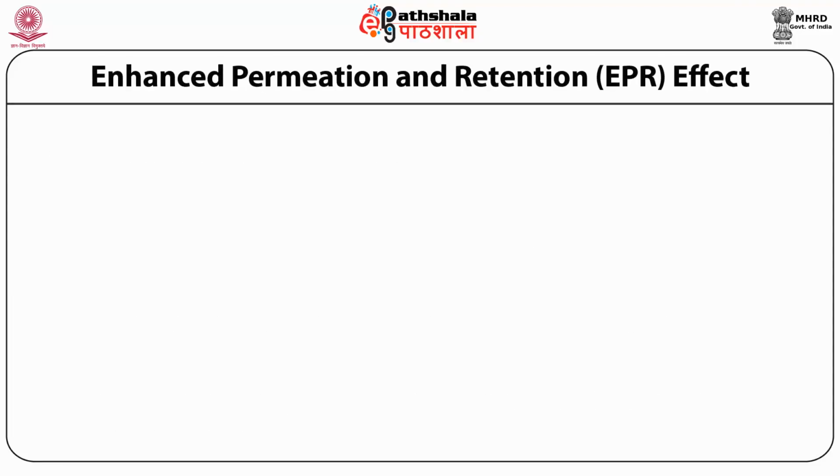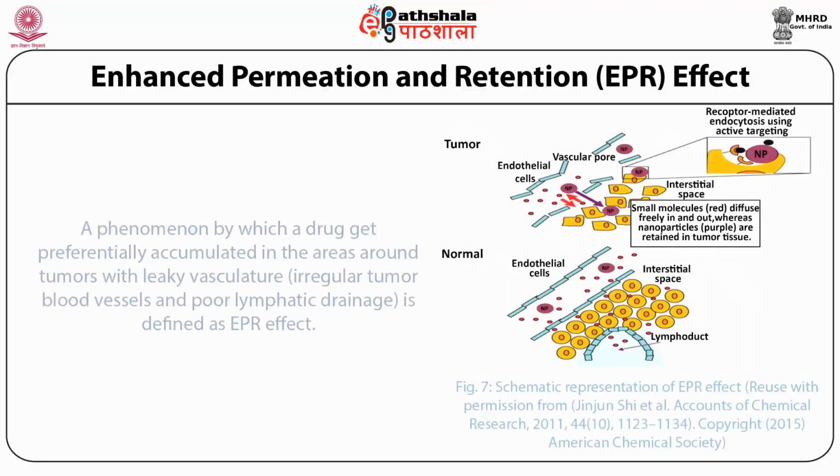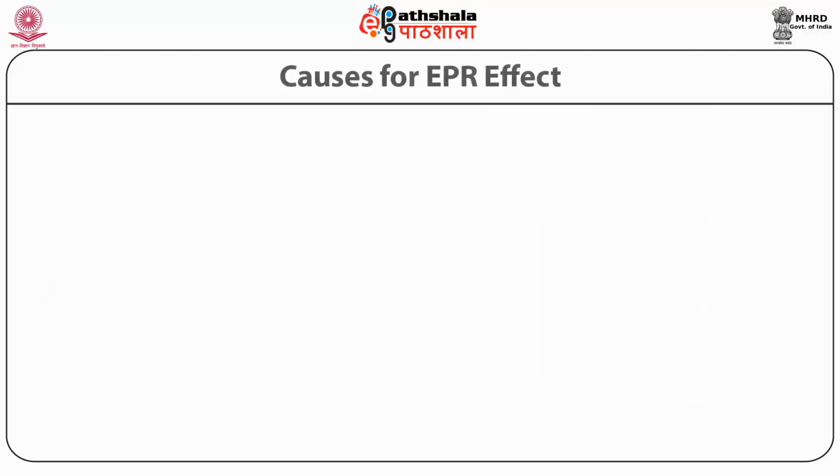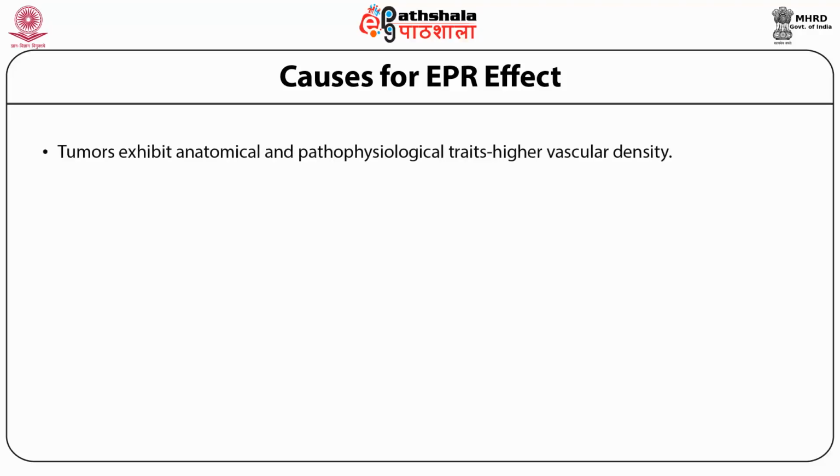Enhanced permeation and retention effect, also known as the EPR effect. The EPR effect is a phenomenon due to the unique anatomical and pathophysiological characteristics of the tissues. For example, the majority of solid tumors show a high vascular density or hypervasculature, also known as angiogenesis. That is one of the most important features of tumors to sustain their rapid growth, in contrast to normal tissues and other organs.